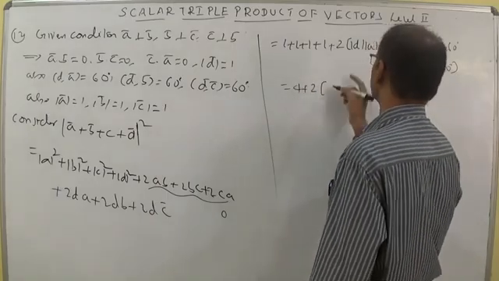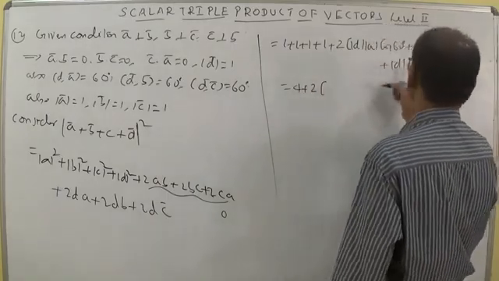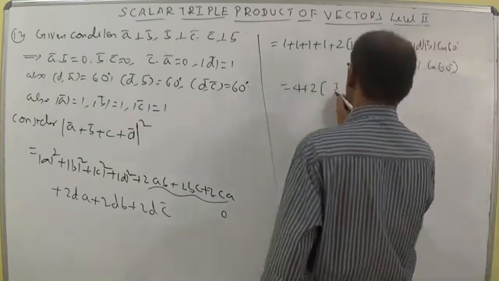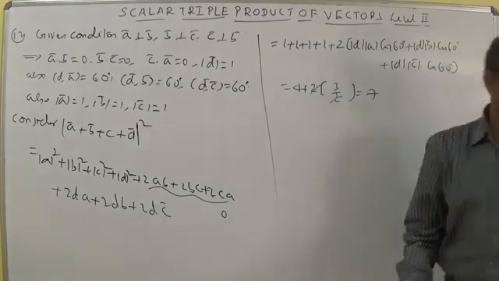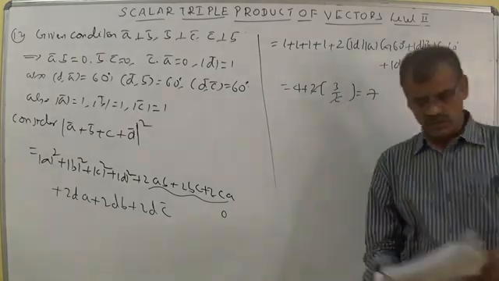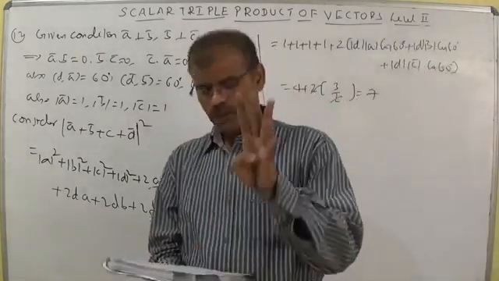4 plus 2 into, these are unit vectors, cos 60 plus cos 60 plus cos 60. Total 3 values are there, the 2 gets cancelled. 4 plus 3 is equal to 7. So 7 is the answer here, the fourth option.